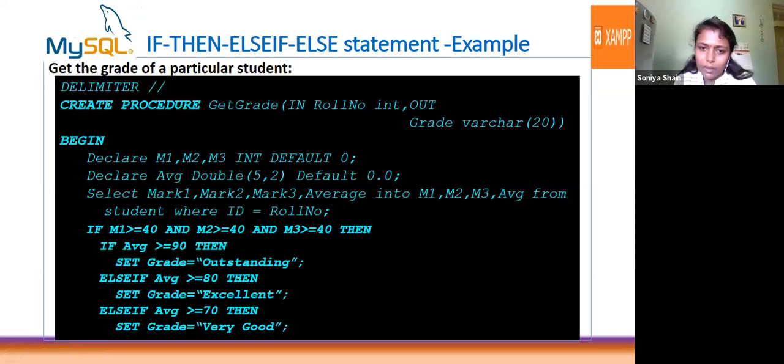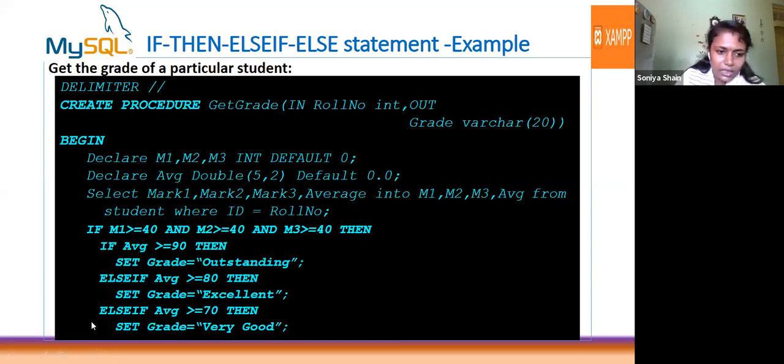We can't tell, because there are 3 subjects. If the student is scoring more marks in 2 subjects, and for 1 subject he has less marks, even though he has failed. So that condition we have to check prior: whether he has passed each and every subject, and only then go for the grading concept.